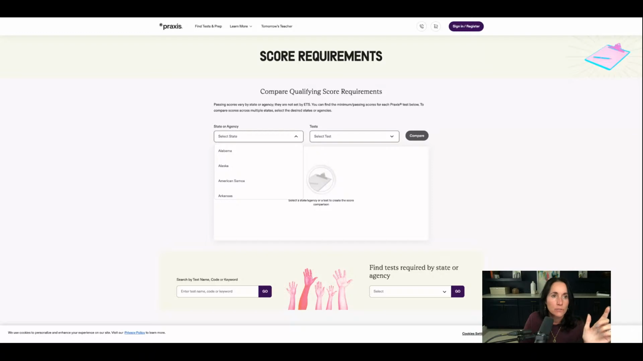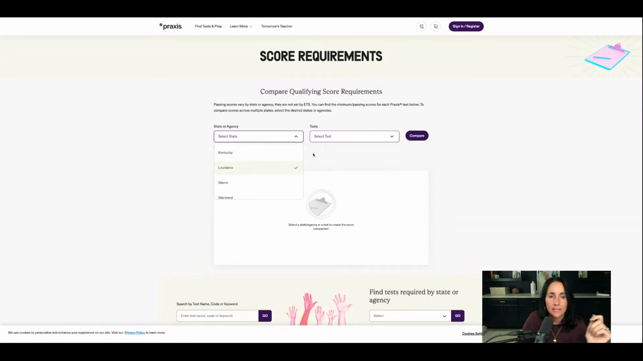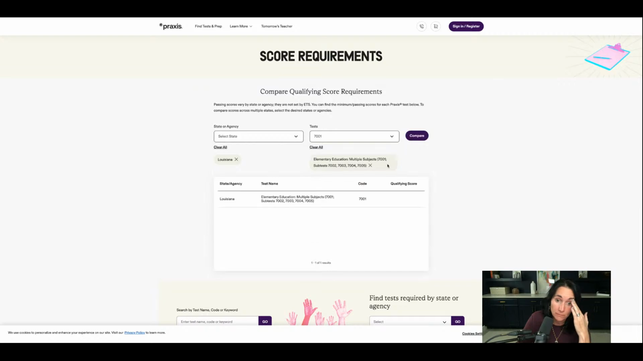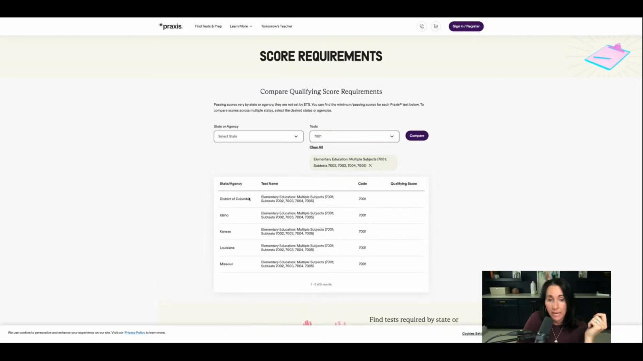But let me just show you what is going on here. So let's say I want to figure out, let's go with Louisiana. All right. I'm going to do the 7001. Let's see if they're doing it. Yep, they are. So it means that either they've started it or they're about to start it. Okay. Now, if I want to see who has all of them, just clear out Louisiana, and you can see that DC, Idaho, Kansas, Louisiana, and Missouri are all taking the 7001, which means it's the elementary education. It's the same, except the 7002 here is teaching reading.